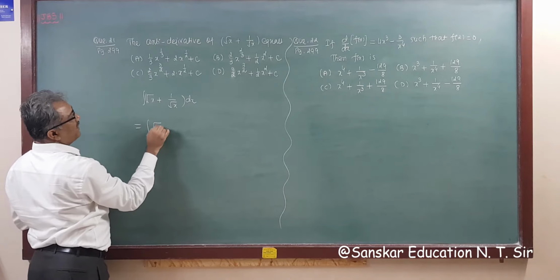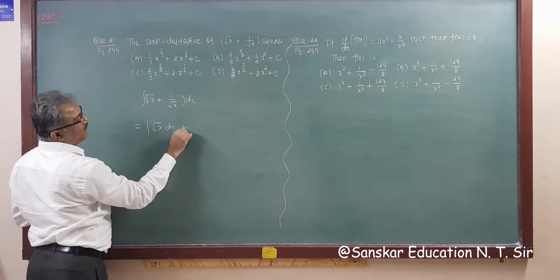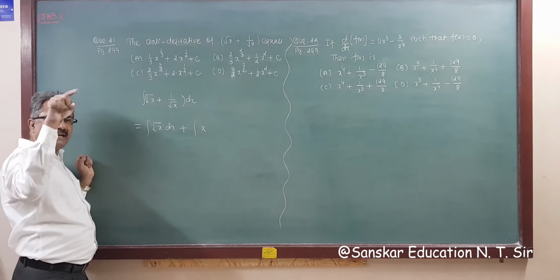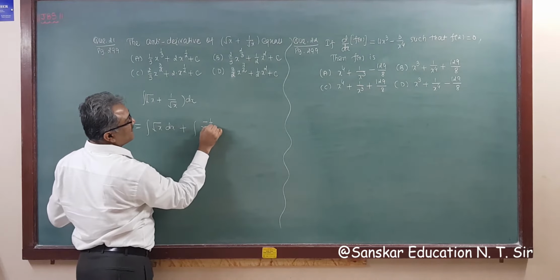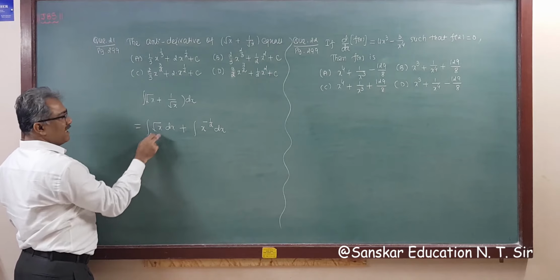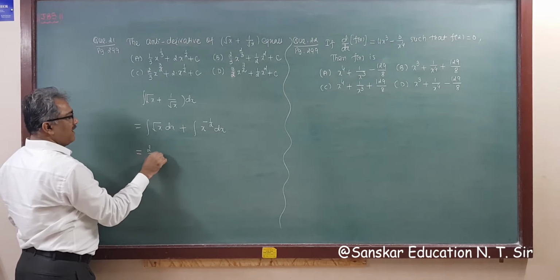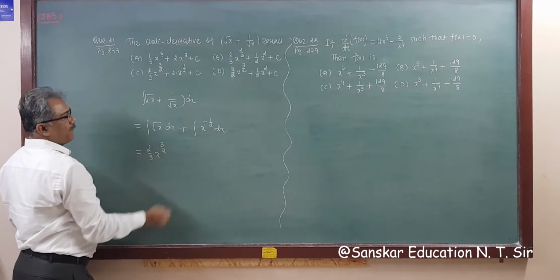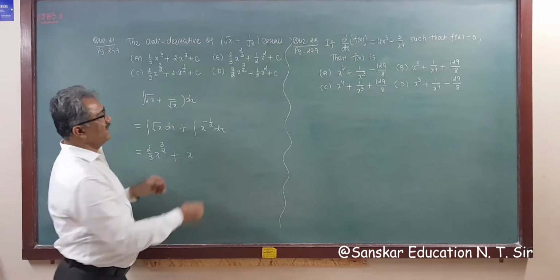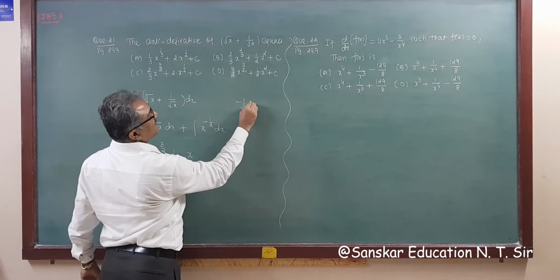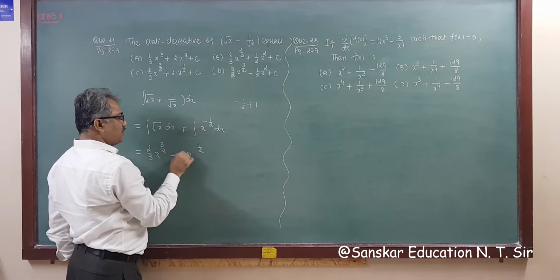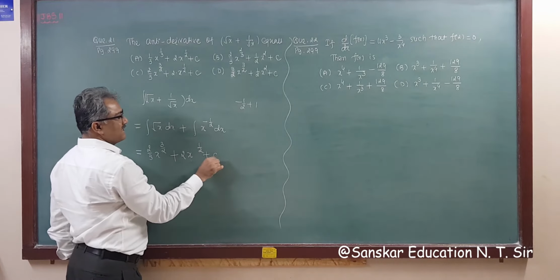This is your standard formula now. So root x dx plus 1 upon x raised to half. If we take it in the numerator, it becomes x raised to minus 1 upon 2 dx. So the answer of this is 2 by 3 x raised to 3 by 2, plus x raised to minus half plus 1, divided by minus half plus 1. So 1 minus half is half, so 1 upon 2 and 1 upon 2, that is 2, plus c.